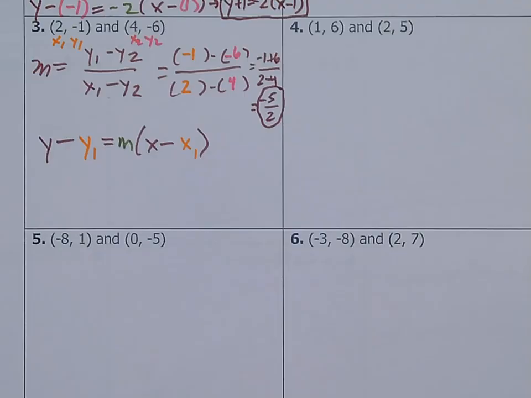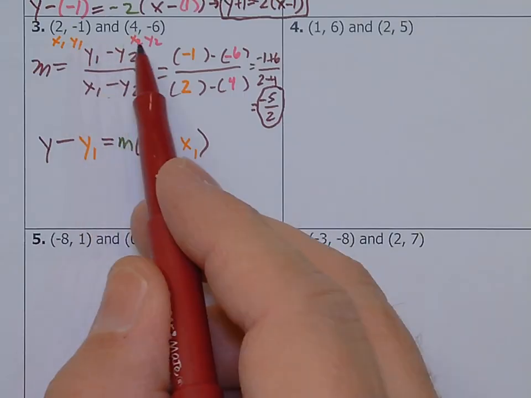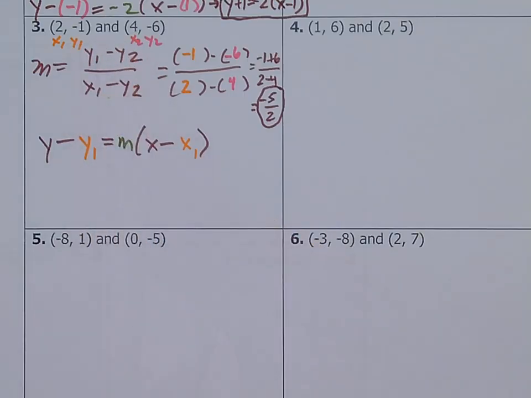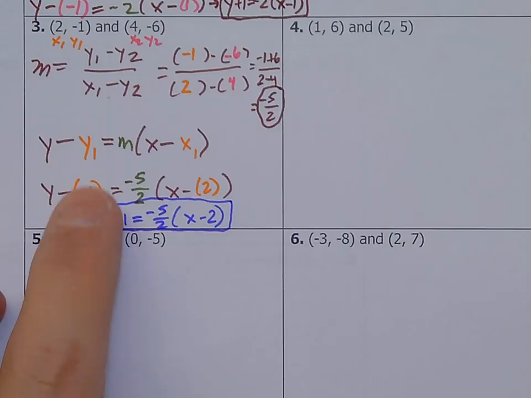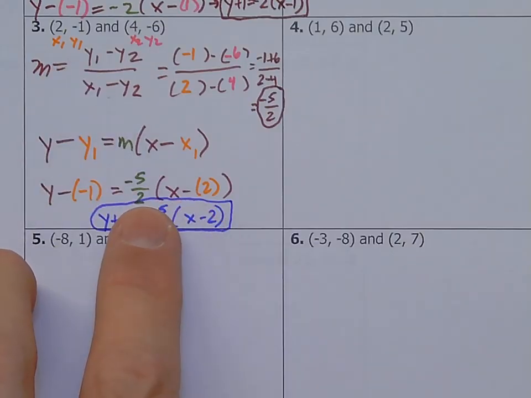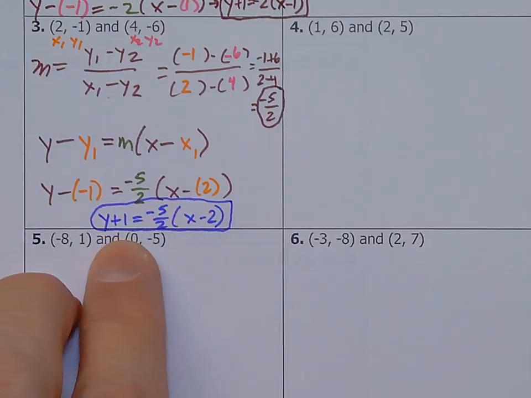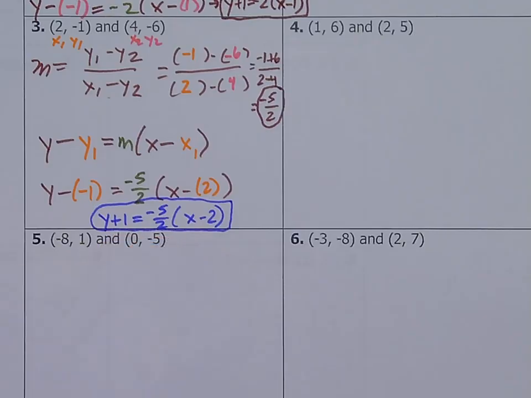So go ahead and now write the equation of the line that passes through those 2 points in point slope form. You don't need to go to slope intercept, just point slope. All right, so I've substituted my values for x1, y1, and slope is m, and this is what I get once I simplify that. Y plus 1 equals negative 5 halves times x minus 2.